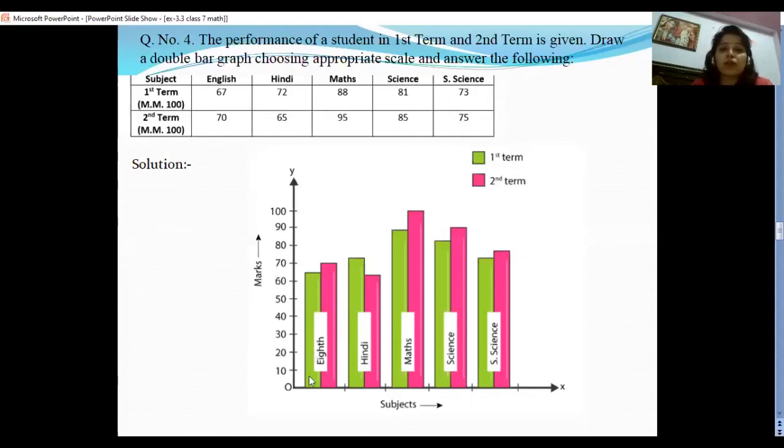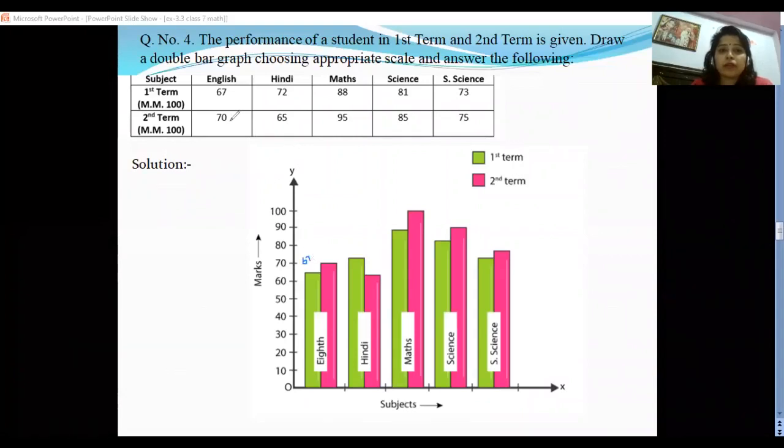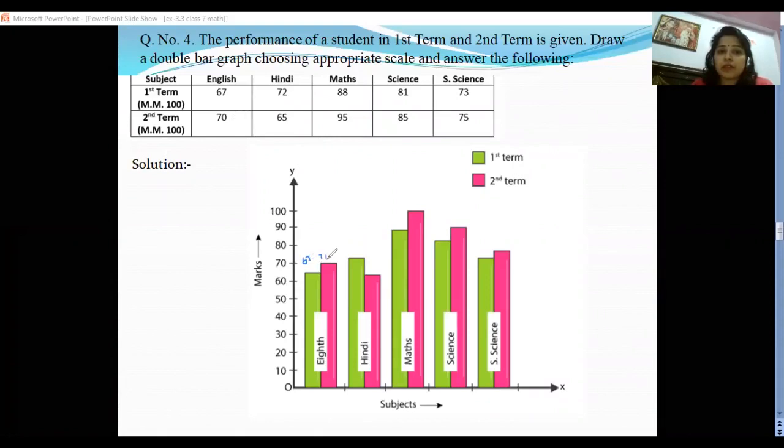So first of all, what we will write here, the first term 67 marks. We have taken the 10 table over here. So 67, it means one box is considering 1 mark. Okay, so this must be 60, 61, 62, 63, 64, 65, 67. So this is 67, and then for that, 70. So 70 you can directly put, so this must be 70 over here.